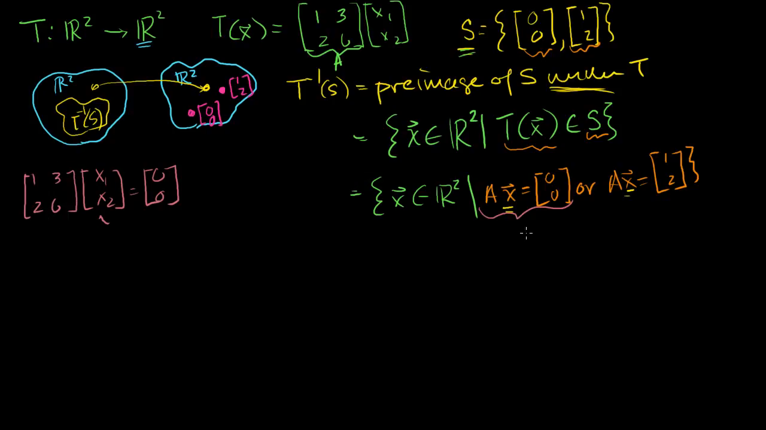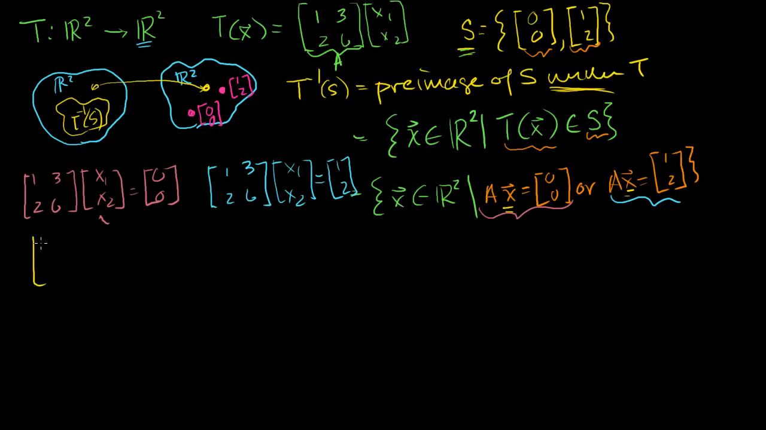Now, that's not the only one. We also have to solve this guy over here. I'll do that in blue. So the preimage of S under T is going to be all of the solutions to this, plus all of the solutions to 1, 3, 2, 6 times x1, x2 is equal to 1, 2.